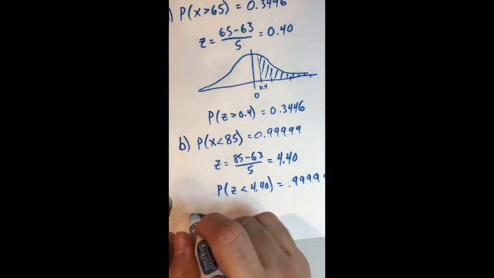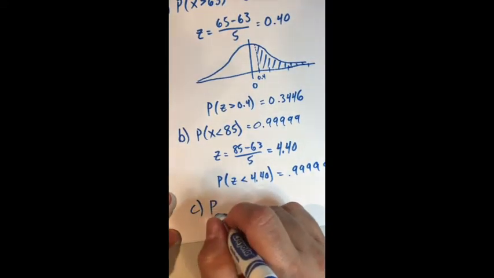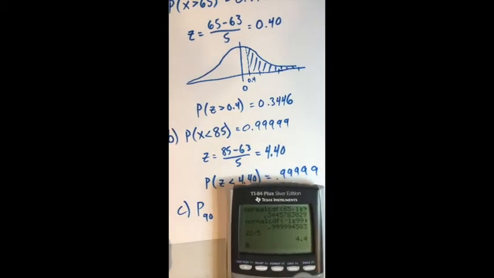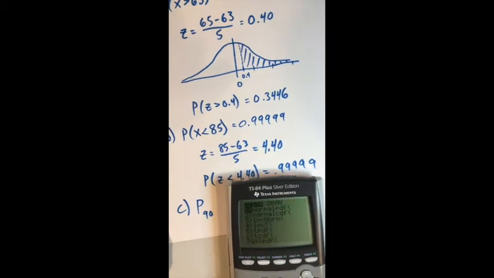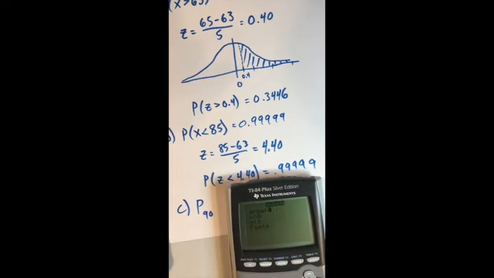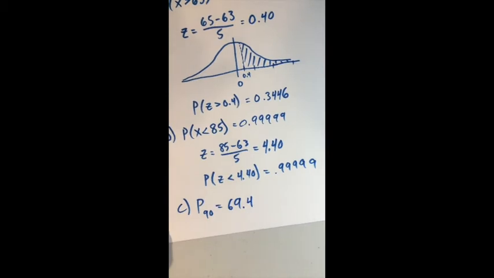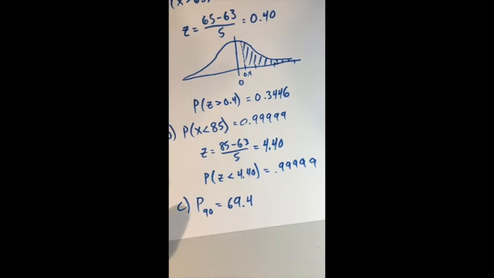The last question on example 1 is to find the 90th percentile. We want to find P90. Again, a couple ways to do it. Probably the quickest way is to go to second vars, the distributions menu, and go to invNorm, the inverse normal option, and tell it that we have an area of 0.9. Our mu and our sigma are 63 and 5 still, so we put those in, enter, and we get 69.4 as our 90th percentile score. So it's possible that there may not be any decimal grades.